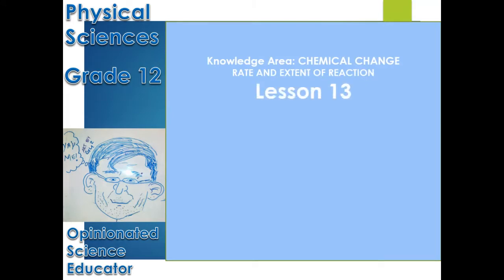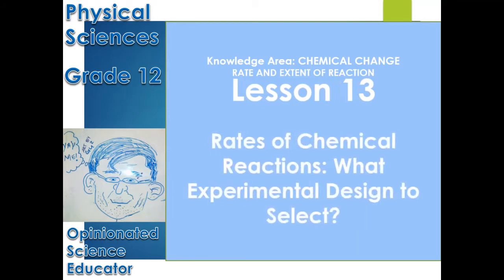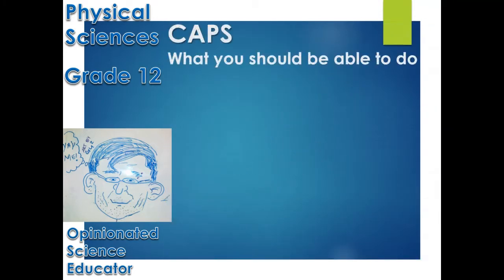Grade 12s, we can now start looking at how to plan an investigation. So the knowledge area this lesson comes from is chemical change, because we're looking at the rate and extent of a reaction. So, exactly what experimental design to select with your experiment planning? I first want to go through what you should be able to do from CAPS.